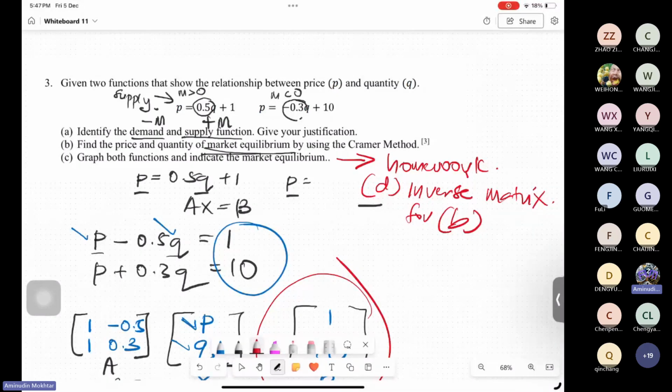In our test, this topic will be included. That's why you need to know the inverse matrix and the Cramer rule.